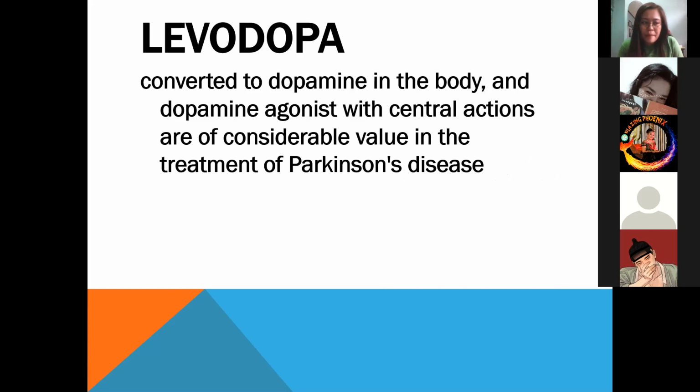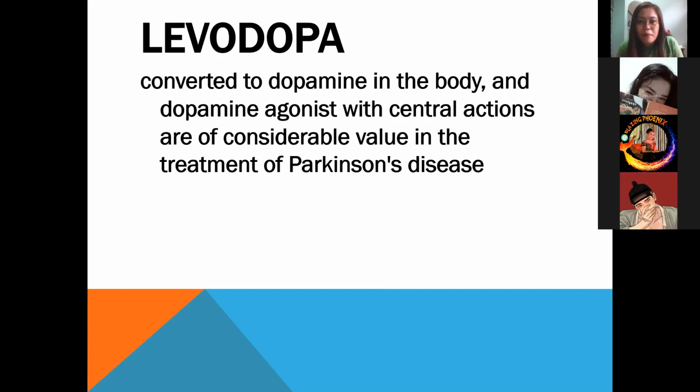We cannot use dopamine directly to a person with Parkinson's because dopamine is a catecholamine. It can be degraded by COMT in the gut, so it cannot be taken orally. Thus, we use the levodopa na dili siya ma-recognize by the enzymes, but it can cross the blood-brain barrier and then inside the brain, it can be converted to dopamine. Thus, it can be used as a treatment for Parkinson's disease. Do not forget that the problem with Parkinson's disease is low levels of dopamine in the brain.